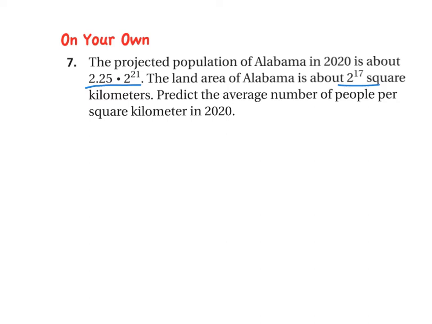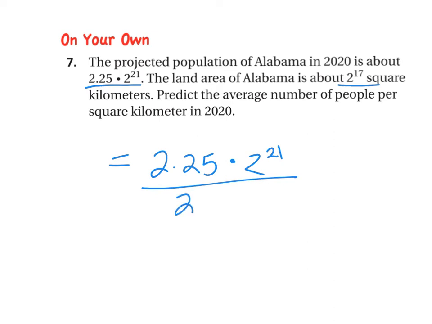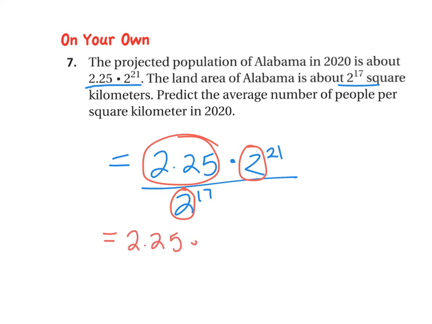Okay, so we're doing the same thing. People per square mile equals the population divided by the land area. So we know the approximate population, 2.25 times 2 to the power of 21. Okay, and then we're dividing that by 2 to the power of 17. Again, you see that these two bases are the same, so we can deal with those. This base is completely different. So we're just going to rewrite that, separating that out. 2.25, and then that's times 2 to the power of 21 over 2 to the power of 17, because we can simplify that part.